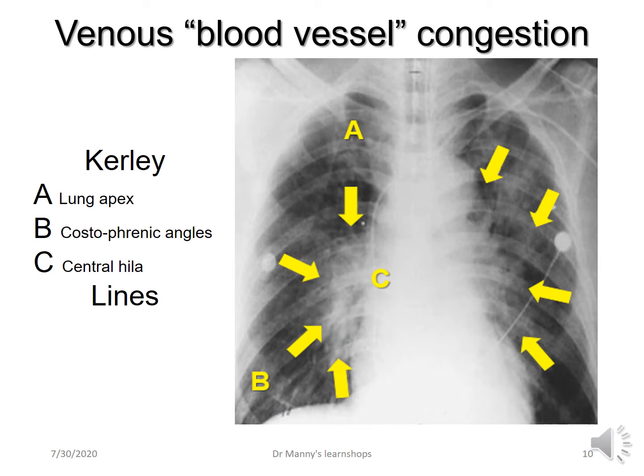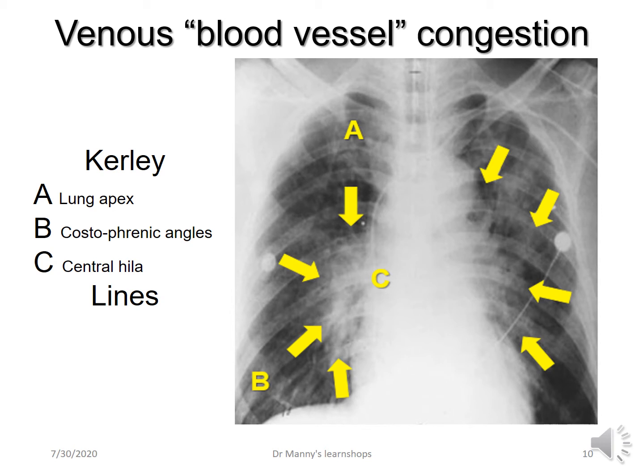With blood vessel congestion, venous congestion, you can develop what are called Kerley lines. Kerley's lines, named after the cardiologist, are indicated by A, B, C. Kerley A lines are located in the apices as little lines, interstitial edema.